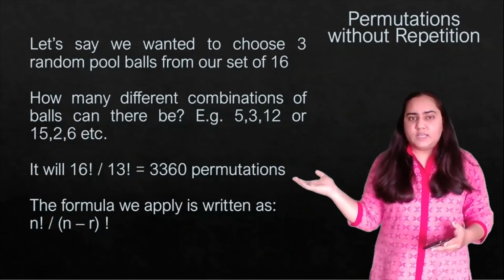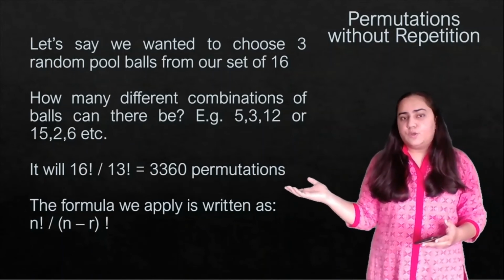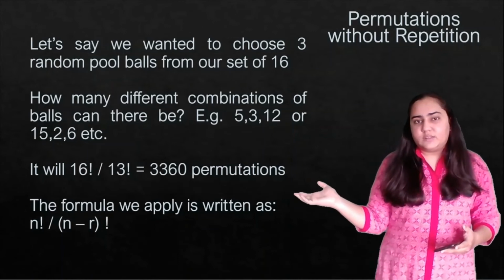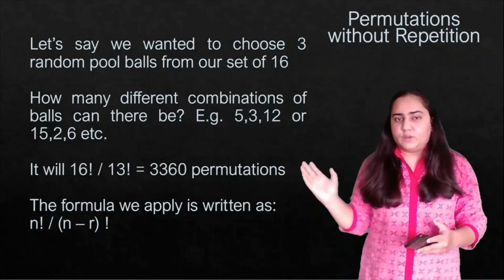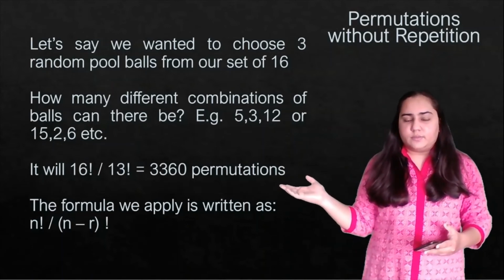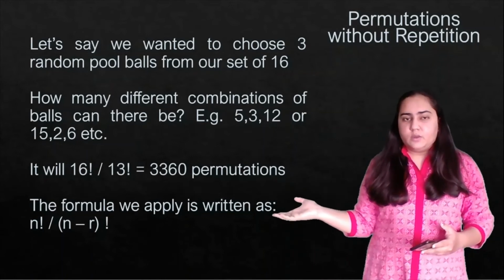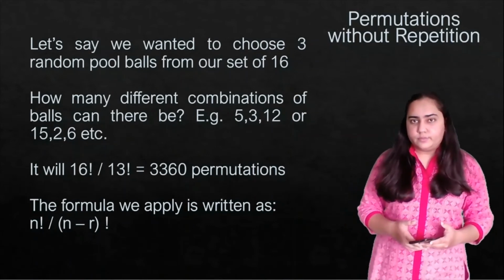So in this case, it will be 16 factorial divided by 13 factorial. It will be this, which is 3360 permutations. Sorry, it's going to be 16 factorial divided by 13 factorial. And how do you calculate it? This is the formula, which is n factorial over n minus r factorial.